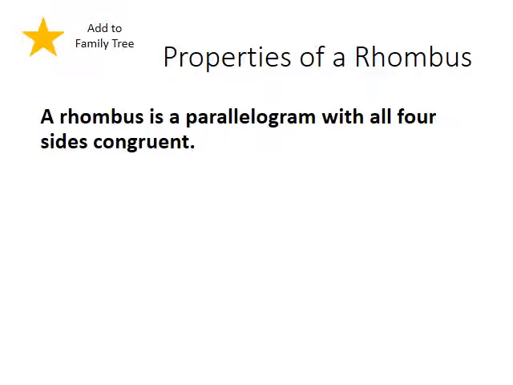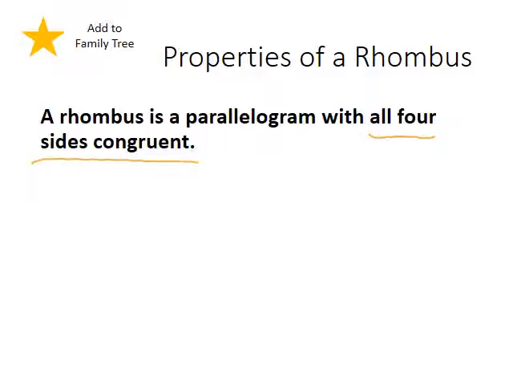Properties of a rhombus. So you can add this to your quadrilaterals family tree. One property comes straight from the definition of a rhombus. A rhombus is a parallelogram with all four sides congruent. So the new thing here is that a rhombus has all four sides congruent. That's the first key property of a rhombus.